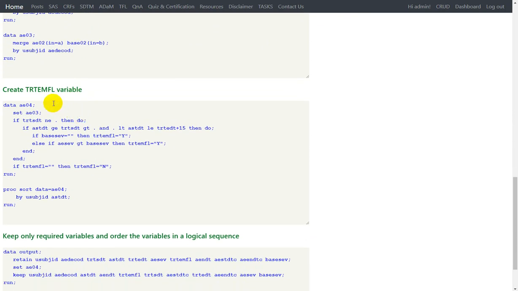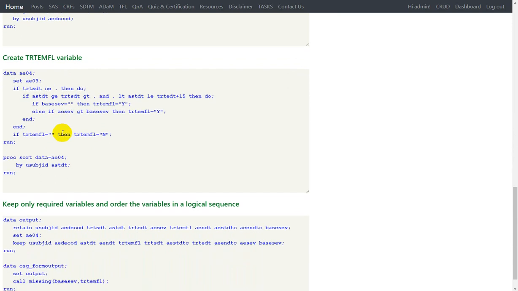And then we are deriving the treatment emergent flag. So first condition is we are checking whether the subject took a dose or not, because treatment emergent comes into picture only when the subject has taken a dose. That can be checked from the presence of the treatment start date variable. And then after that, we are checking whether the adverse event start date is greater than or equal to treatment start date, and at the same time less than or equal to the treatment end date plus 15 days, because we were asked to use that additional 15 days of cutoff period after treatment end date.